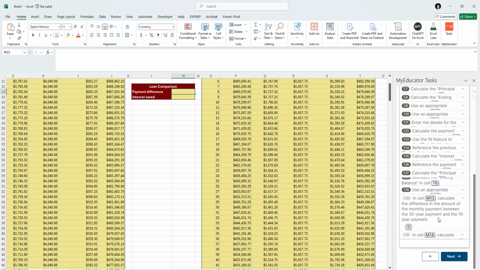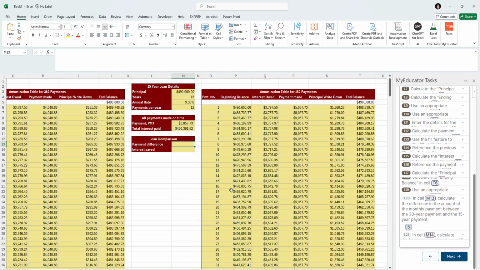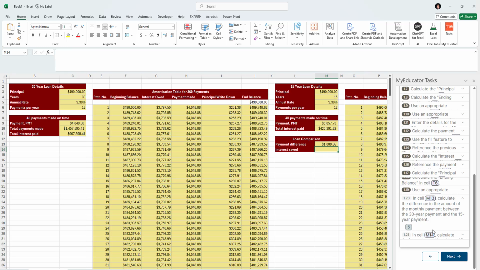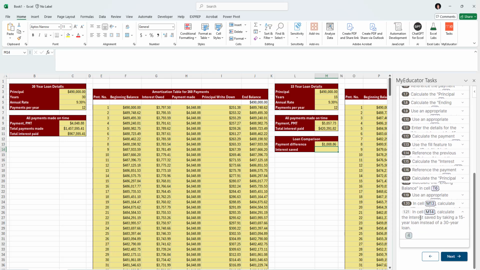Calculate the difference in the amount of the monthly payment between the 30-year payment and the 15-year payment. So the 15-year payment and 30-year payment. How much interest is saved? The interest saved, oh, it should read the instruction. Interest saved by taking a 15-year, okay. That would be $900,000 of interest. Oh wait, click in the box, equals 967 minus 420. Okay.